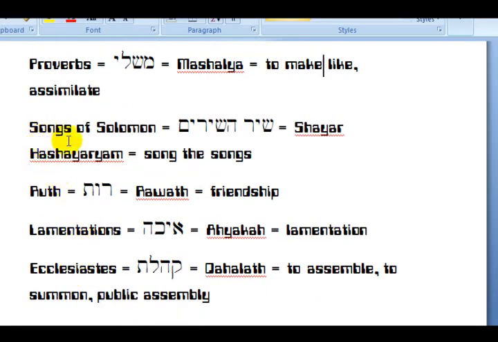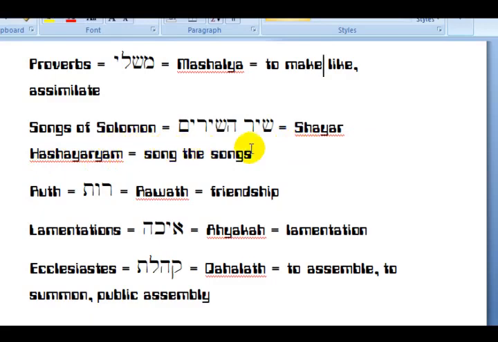All right, the next one is Songs of Solomon, which is Shayar Hashayarim. Shayar Hashayarim means song the songs. That's why sometimes you see it written Song of Songs or Canticles, which is a Latin way of saying songs. All right, and these were poems that were written by Solomon concerning the Most High, Yahweh Shai, the elect in Israel in general. All right, so Shayar Hashayarim.